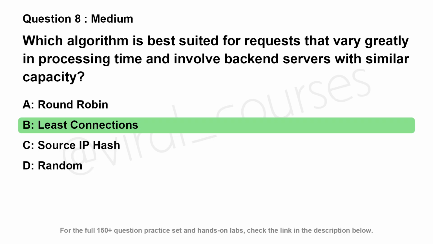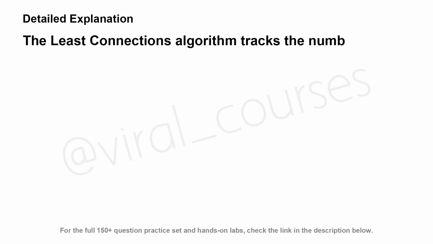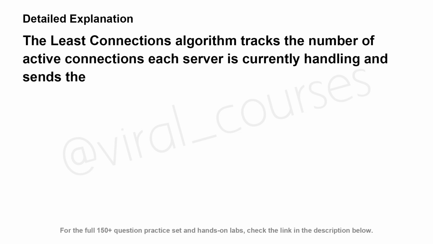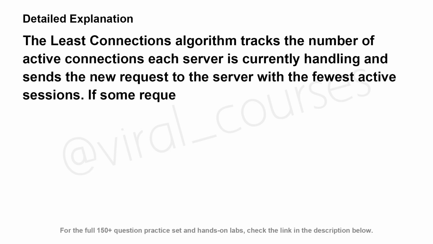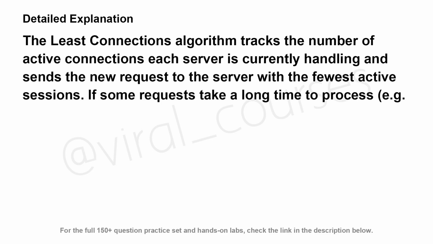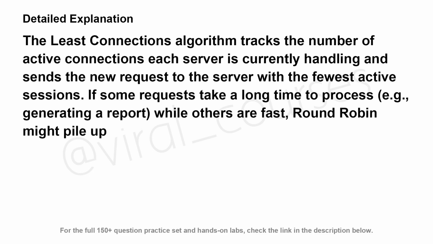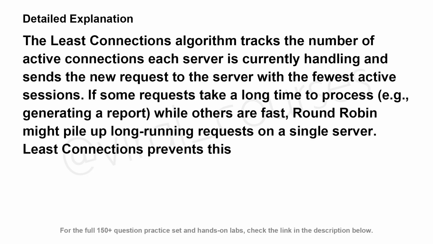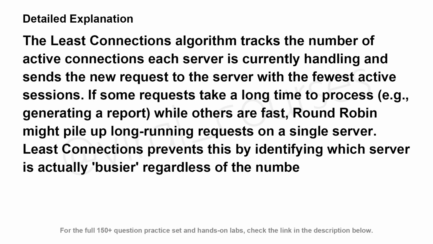The correct answer is B. The least connections algorithm tracks the number of active connections each server is currently handling and sends the new request to the server with the fewest active sessions. If some requests take a long time to process, e.g., generating a report, while others are fast, round robin might pile up long-running requests on a single server. Least connections prevents this by identifying which server is actually busier, regardless of the number of requests it has received.